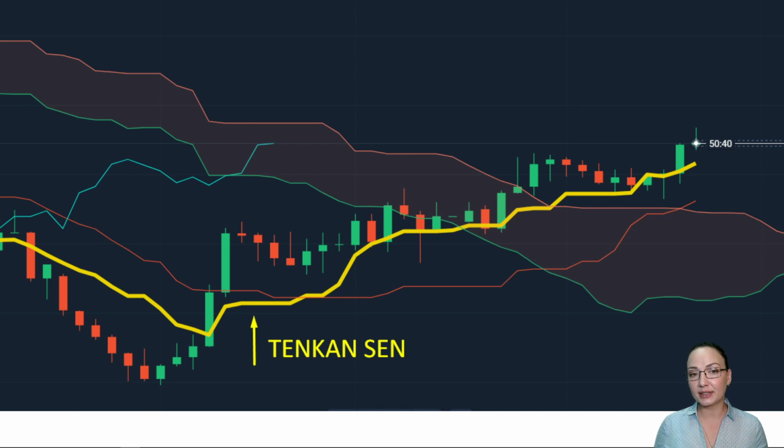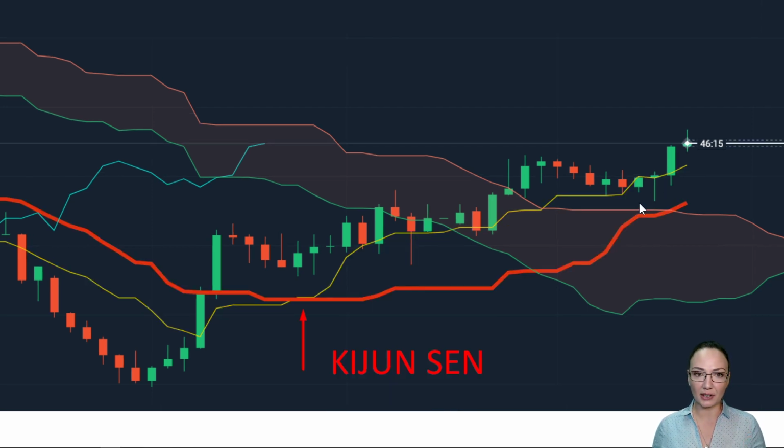The indicator consists of 5 lines. The Tenkan-sen line will be displayed in yellow. It is the fastest line of the indicator and it is the first to react to price changes. It is also called the conversion line. Its main purpose is to determine the direction of the short-term trend. The Kijun-sen line is displayed in red, and it is also called the baseline. This line represents the average or medium point, and the Kijun-sen line shows us a mid-term trend.